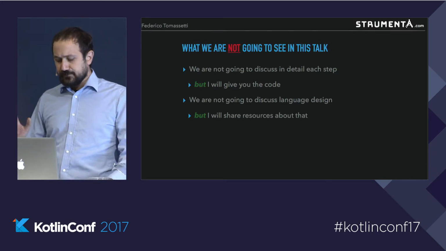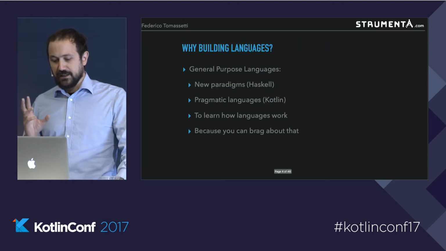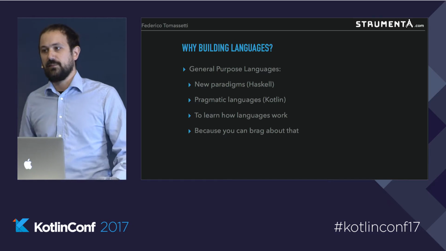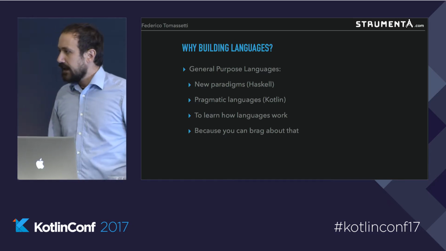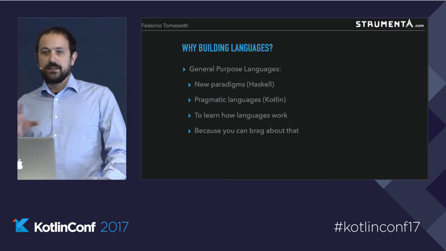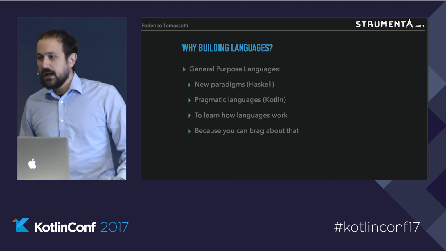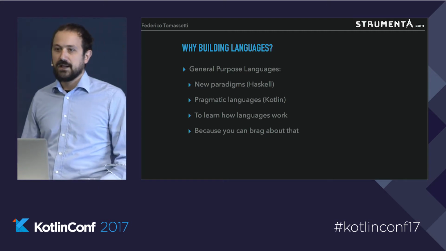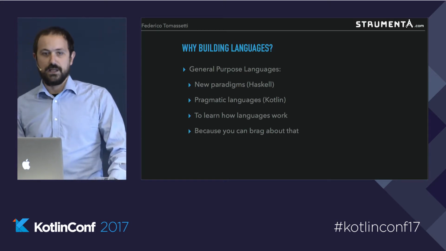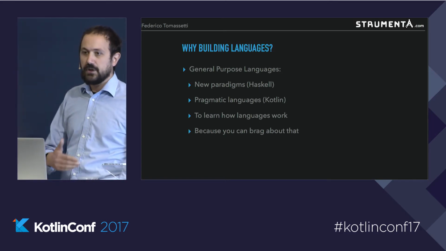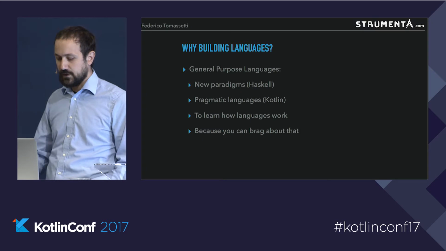Now, before starting to build languages, it could make sense to ask ourselves, why should we build languages? And I think that in order to answer that, we need to consider there are different kinds of languages. As software developers, we naturally think about general-purpose languages like C#, Python, Java, languages we use every day and we can use to solve every sort of problem.